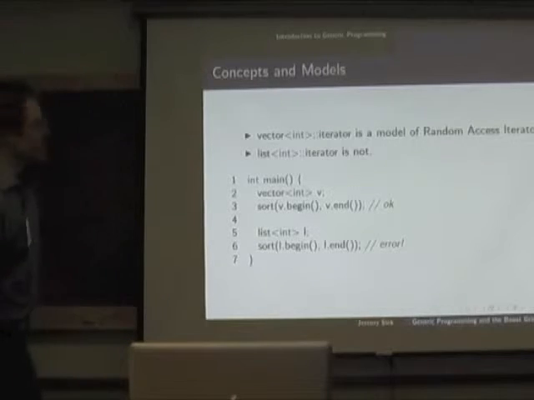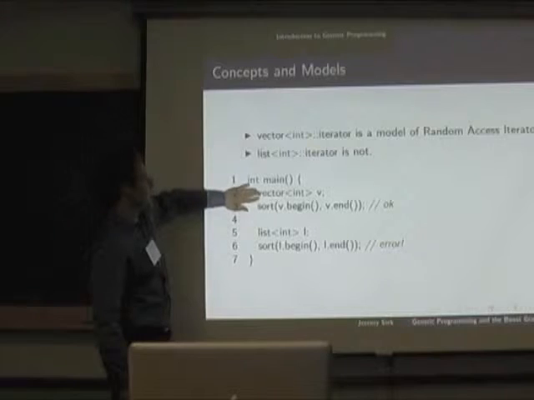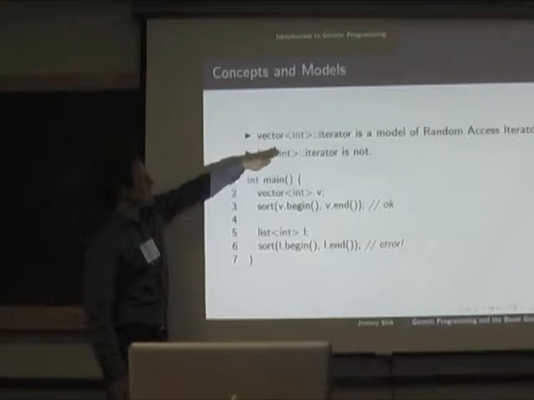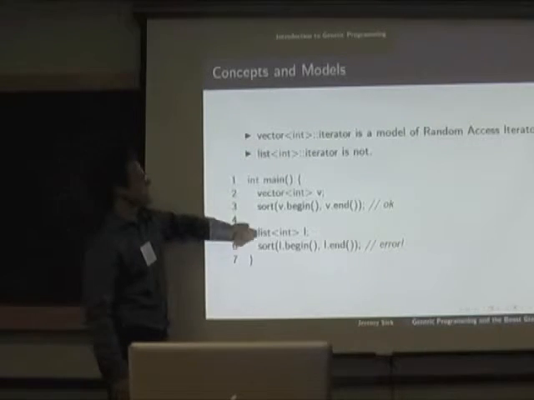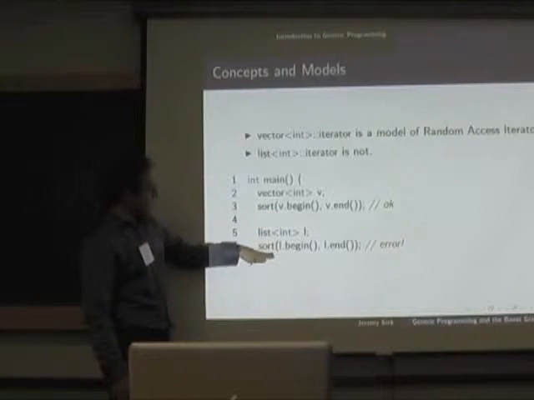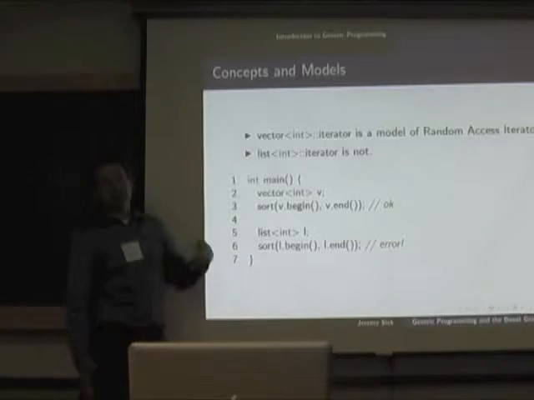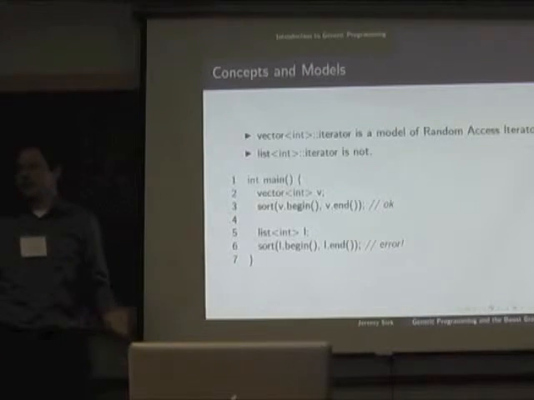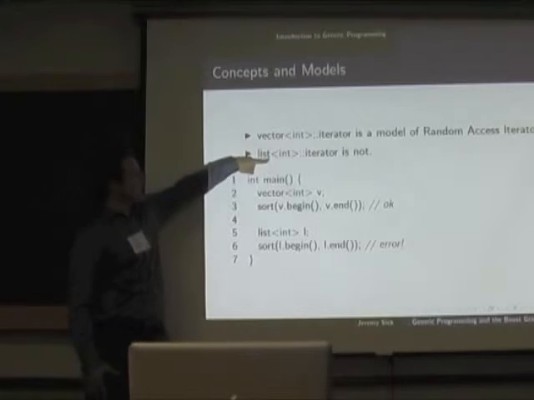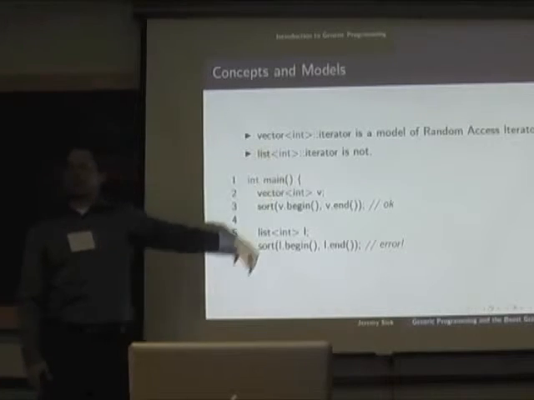Okay, so looking at this example again, we can now make more sense of it. We have a vector. It has an iterator associated type, which indeed is a model of random access iterator, so it's perfectly okay to use sort here. Down here, where we're trying to use a list, that's wrong. The list iterator is not a model of random access iterator, and indeed you do get an error message. It would be nice if the compiler gave us an error message that says, hey, you're not a random access iterator. That's what the concept proposal would have done.